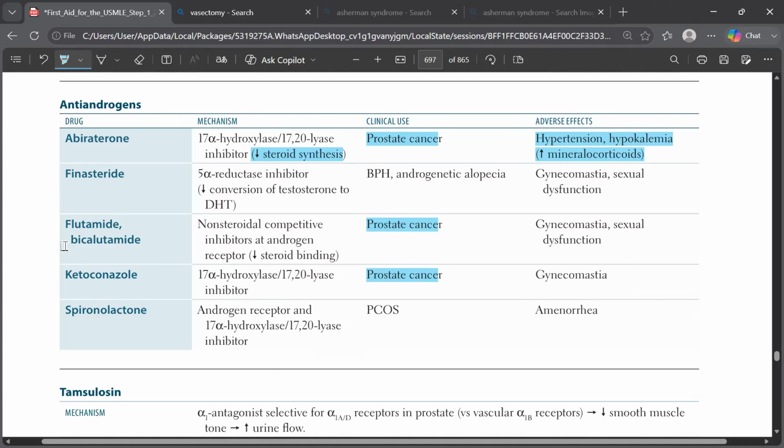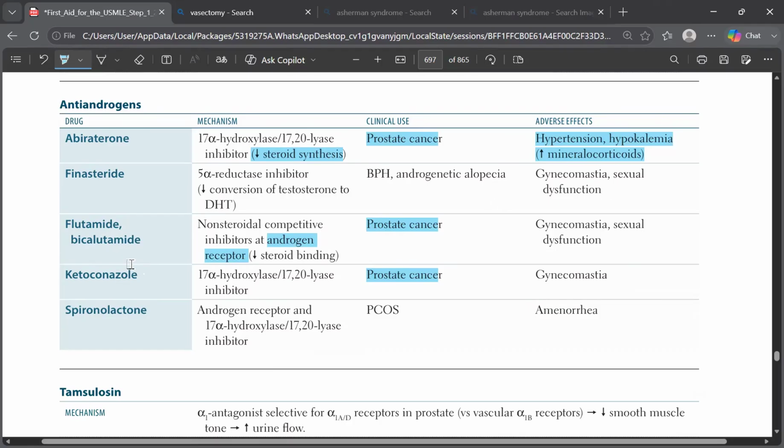Then we have flutamide and bicalutamide. It is a non-steroidal competitive inhibitor at the androgen receptor. It is not steroidal. It is a competitive inhibitor of androgen receptors, and they compete with androgens and decrease the steroid binding. Thus, they are used in prostate cancer, and they can also cause gynecomastia and sexual dysfunction.